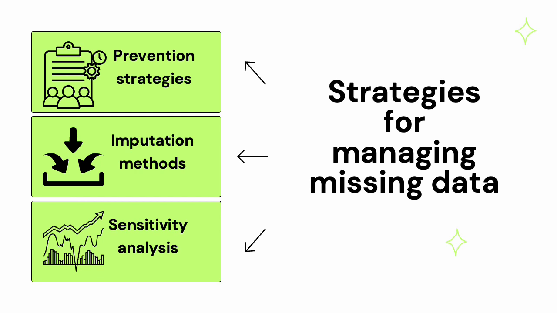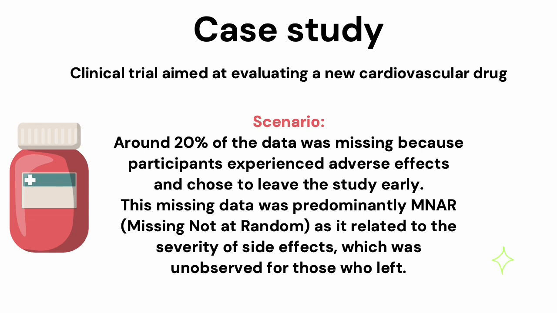And the most important, sensitivity analysis. This technique tests how sensitive our results are to the assumptions we make about the missing data, ensuring robustness. These strategies collectively help in maintaining the credibility of our research findings. Now, let's take a look at a practical example from a clinical trial aimed at evaluating a new cardiovascular drug.